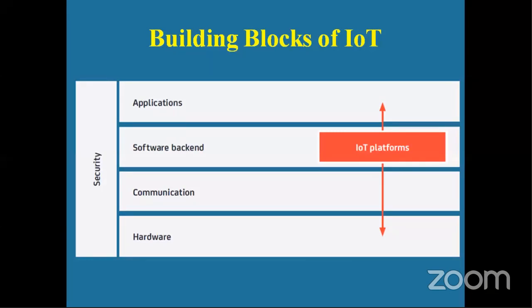What is the meaning of a building block? If I have an IoT application, an IoT system, what is the IoT system made up of? What are the different things? An IoT system should always contain hardware. IoT should have some communication. IoT should have a software backend, and IoT should have an application. These are the building blocks of IoT. It should have hardware, there should be some communication, there has to be a software backend, and there has to be an application.